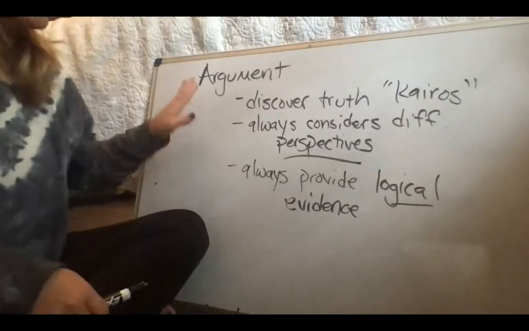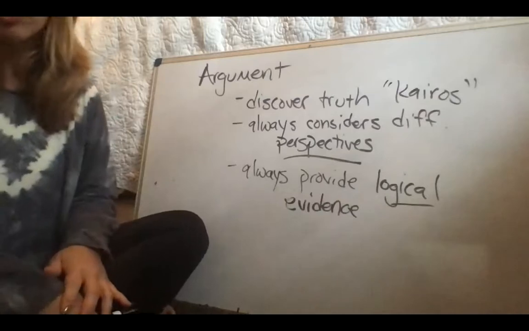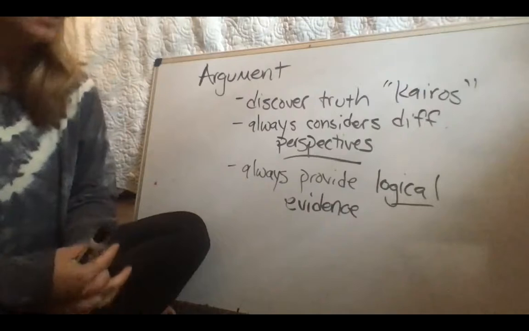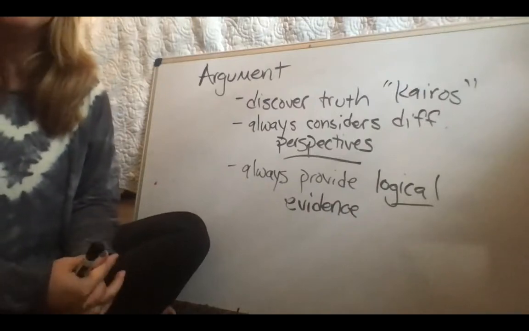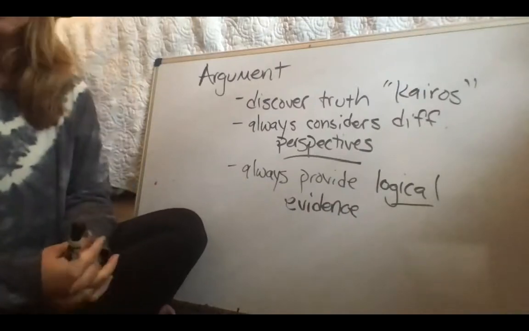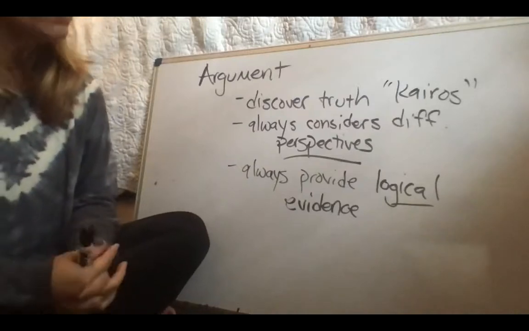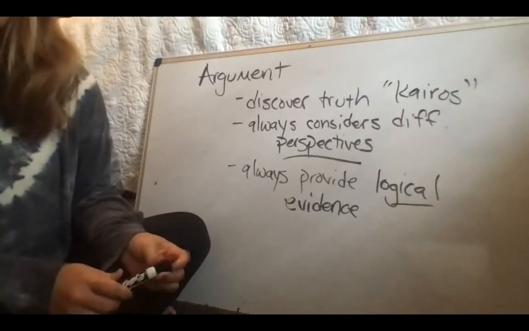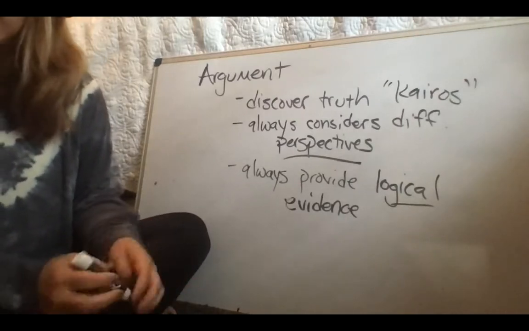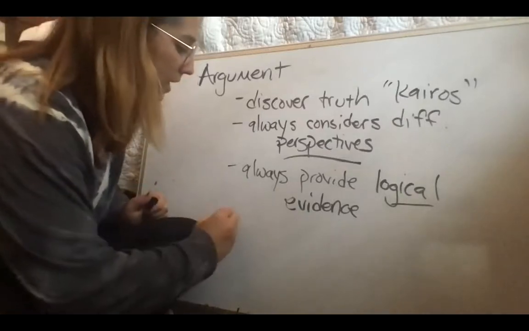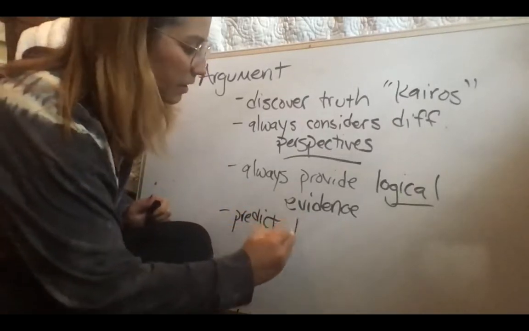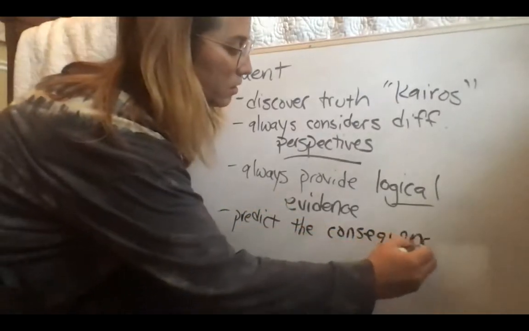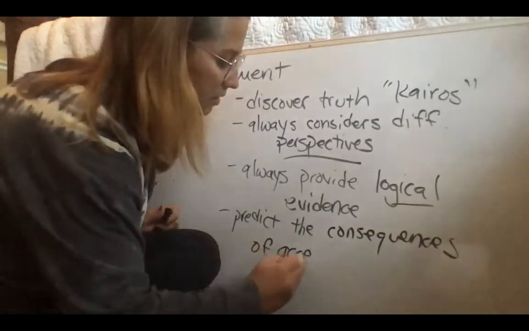So what marks argument as different is that the evidence used is logical, right? So it's from credible sources. People cite authority as evidence. It might even be historical allusions, right, or historical context, all of these kinds of things. But the evidence also needs to be cited, and there needs to be credibility to that evidence as well. And then lastly, something that argument should do is predict the consequences of accepting an argument.